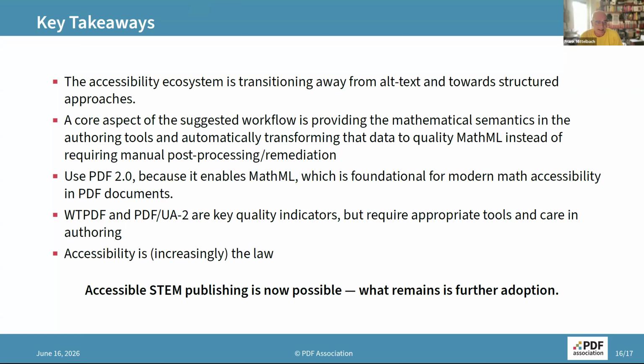And as we said, it needs PDF 2, PDF/UA-2 as well, with MathML if it comes to STEM documents. Otherwise, the quality is very much reduced. And it is not just increasingly becoming the law, so it's very important.